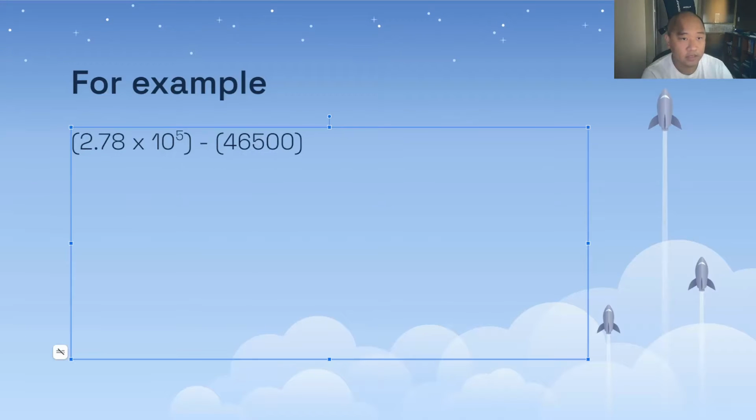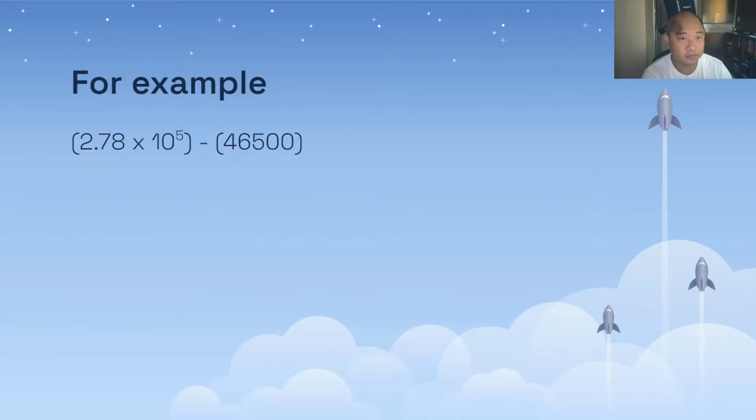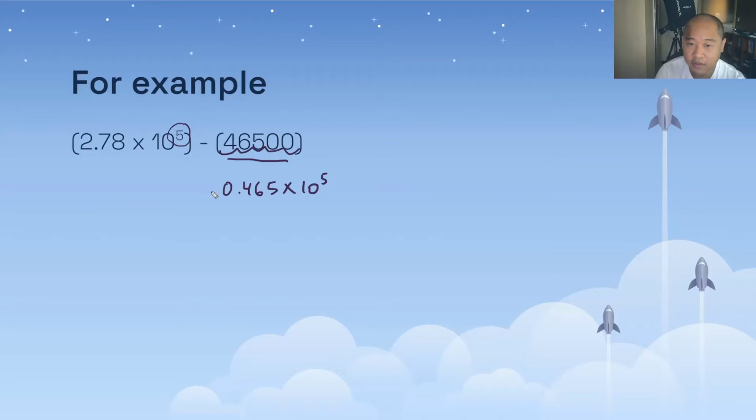Okay. Let's take a look at another example. This time with subtraction. And with a number written in standard form. If a number is written in standard form, you have to first convert it to scientific notation. So this would be 1, 2, 3, 4, 5. We want to convert it to also be to the fifth, right? So 0.465 times 10 to the fifth. And we're going to subtract that from 2.78 times 10 to the fifth.